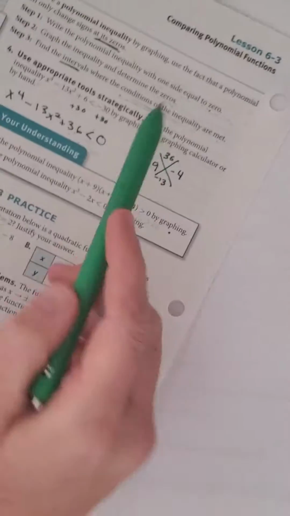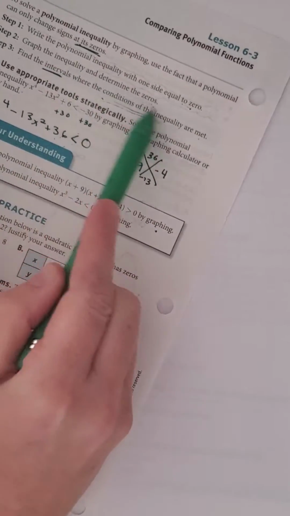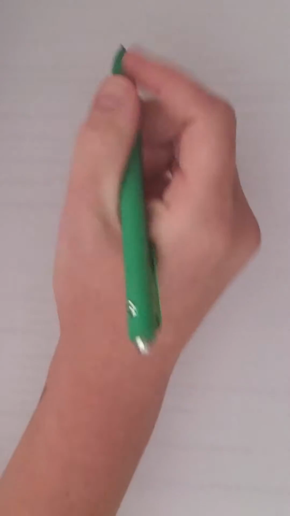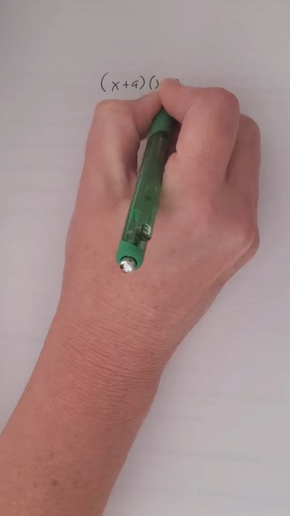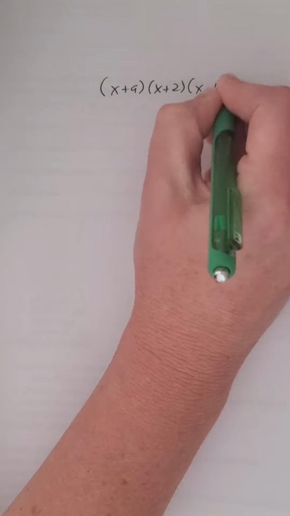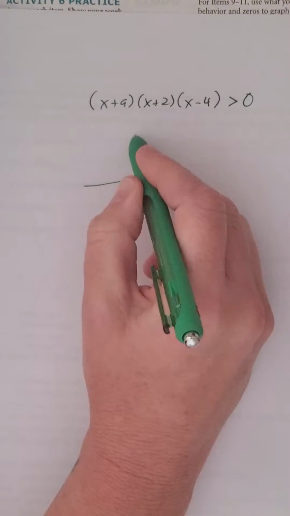So the first, because remember it said to get one side equal to 0, determine the zeros, and then find the intervals where the inequality's conditions are met. So our inequality is (x + 9)(x + 2)(x - 4) > 0. Okay, this time we're looking for values where the graph is positive. So we sketch this graph.